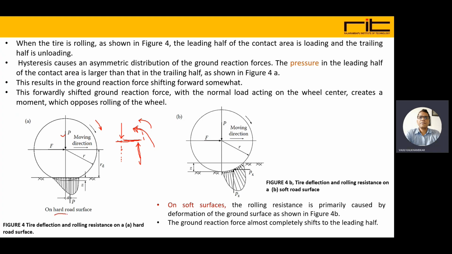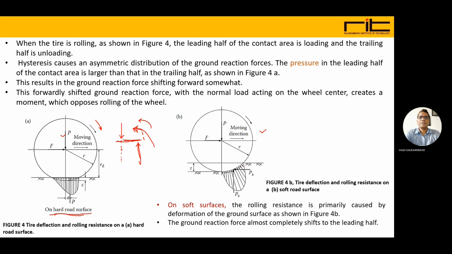Now this is shown on the hard surface. The rolling resistance phenomenon is shown on a hard surface. On a soft surface, we can see here the rolling resistance is primarily caused by deformation of the ground surface. So the ground surface will also have some deformation.